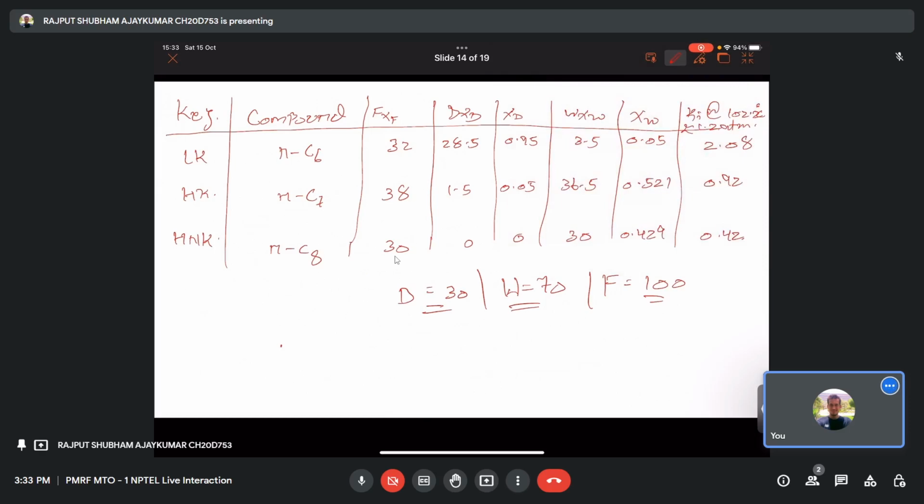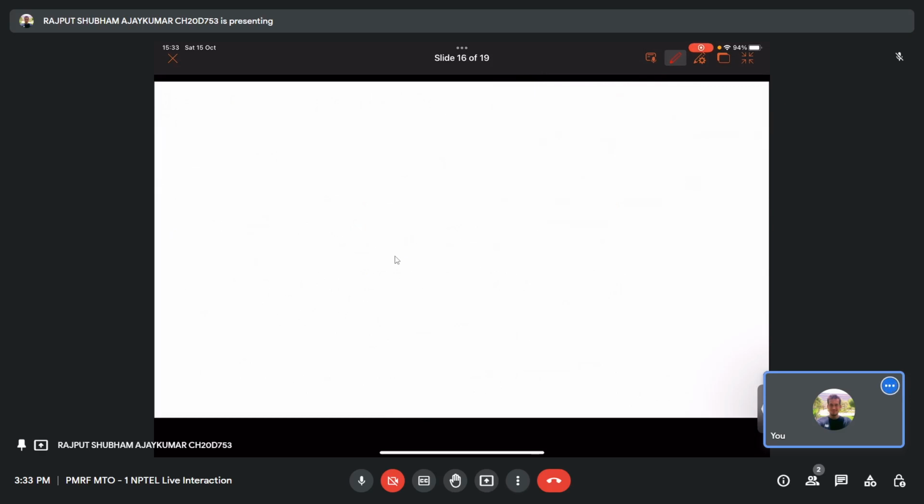In order to determine the minimum number of plates, we know the Fenske equation. We'll just write this equation. Before that, we'll find out the alpha. Alpha we can say is 2.08 upon 0.92, that is y by x equal to 2.26.